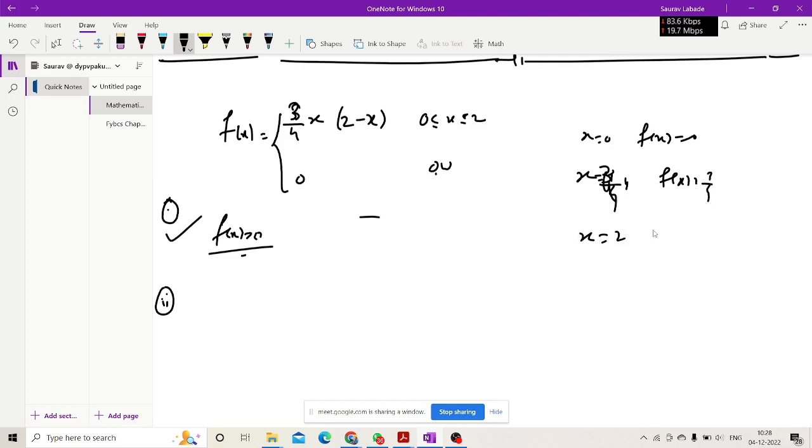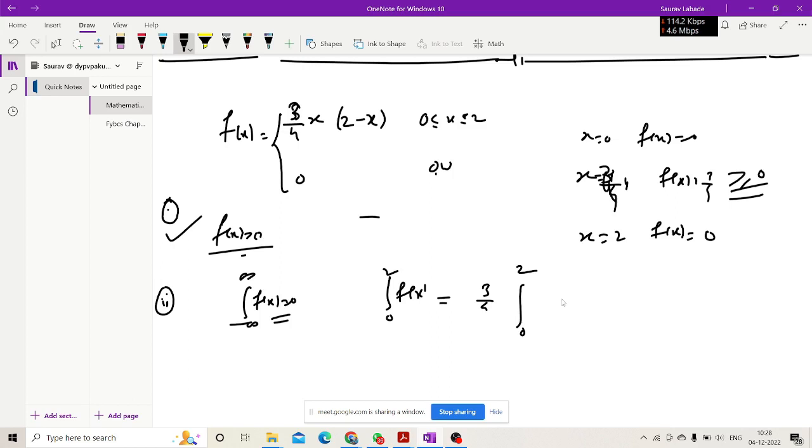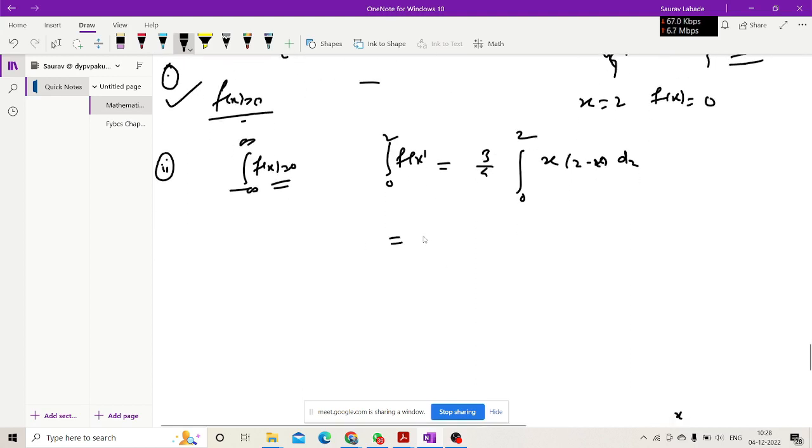When x is equal to 2, what will f of x be? It will be 0, right? When you substitute here, it will be 0. That means I get f of x greater than or equal to 0. The first condition is satisfied. I have to check the second one. That means I have to check whether the integration from minus infinity to plus infinity of f of x is 1 or not. Here the limits are given, so I am putting the limits 0 to 2. So this will be 3 by 4 into 0 to 2 x into 2 minus x dx. Okay. So this will become 3 by 4.